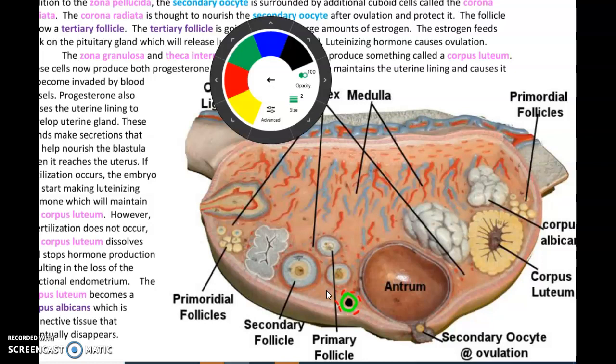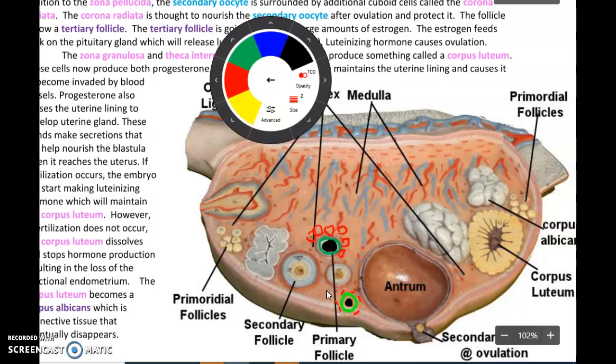Now, we have the primary follicle. These have been woken up by follicle stimulating hormone, and they're going to be the cell, and there is our primary oocyte in there, and the follicle is going to be cuboidal, putting red cuboidal cells around here.